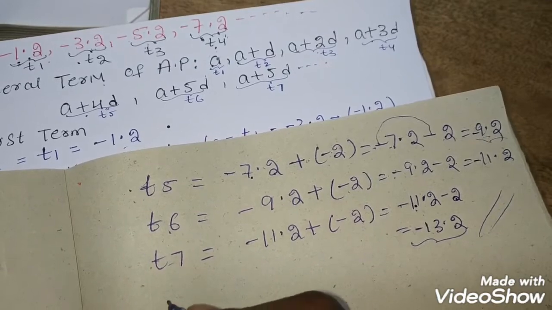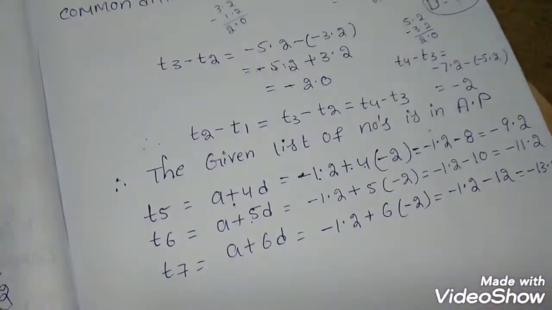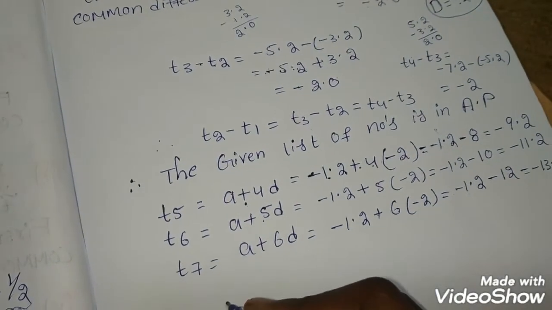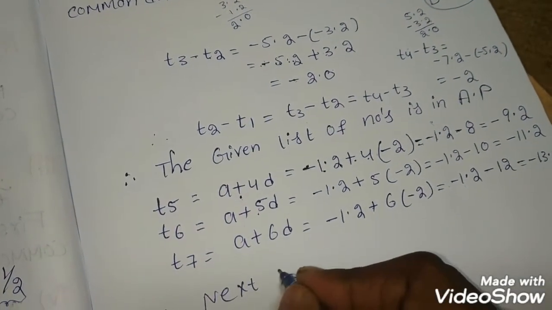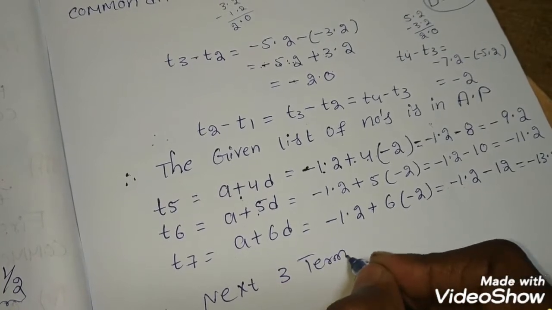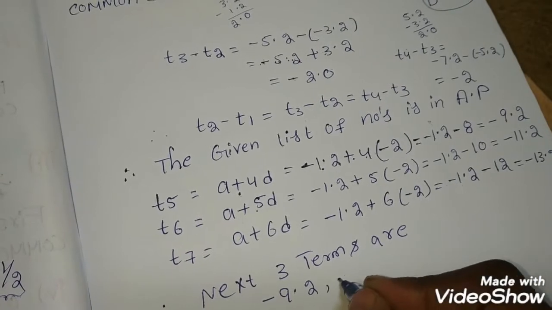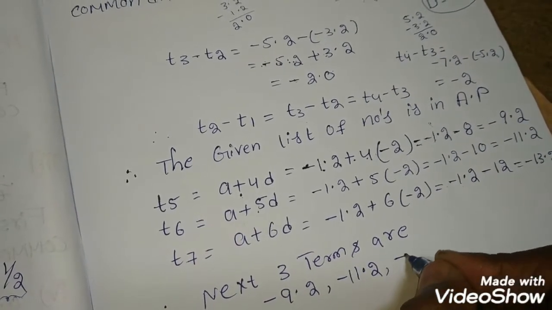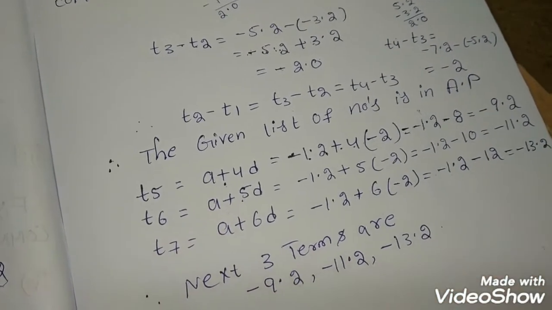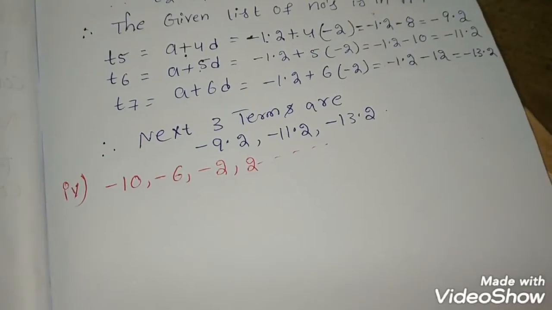What are the next 3 terms here? Tell me, what are the next 3 terms? Therefore, the next 3 terms are minus 9.2, minus 11.2, minus 13.2. This is our solution. Okay.